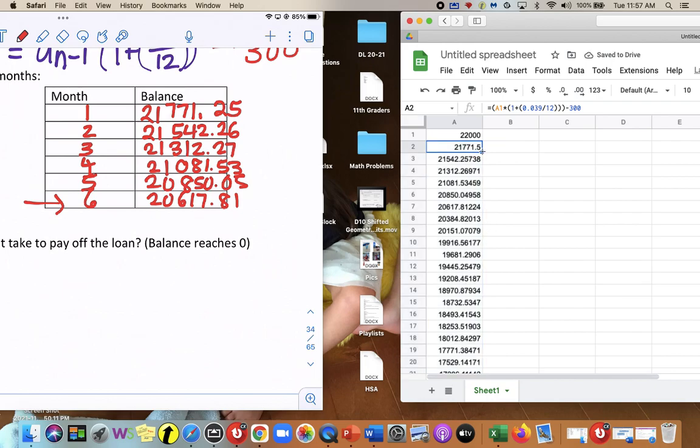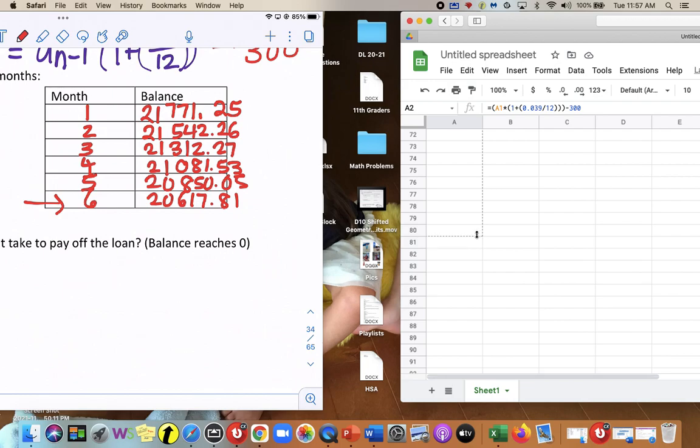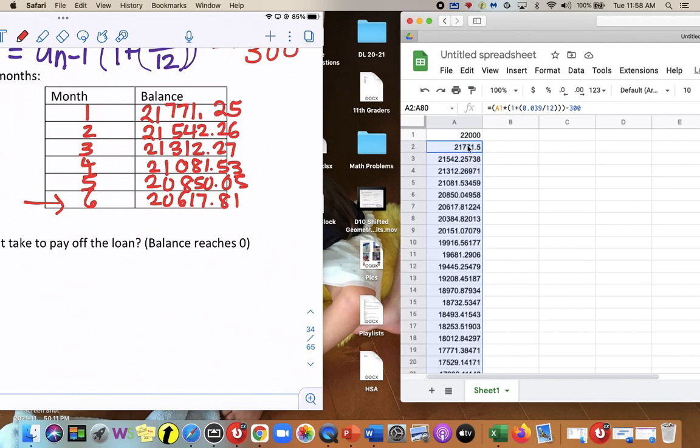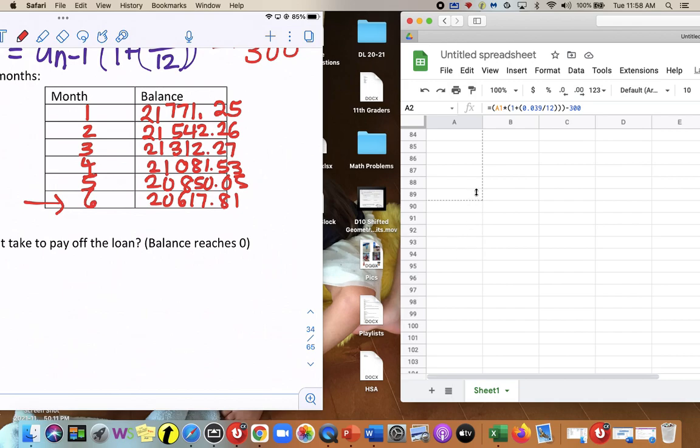So again, we have to pull down for the beginning. Let's try 80 months. And actually 80 months is at 81. Okay, so after 79 months, we still owe money. So we'll keep pulling down until we get from a positive to a negative. I'll just go past. Oh, okay, so negative, which means we paid it off.